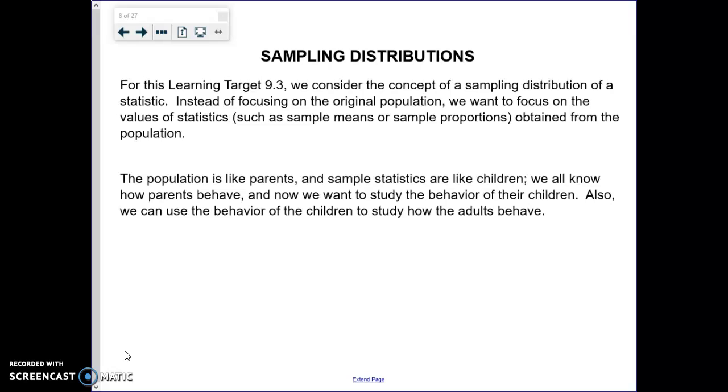And I want to make note of this. I will read this to you. The population is like parents, and sample statistics are like children. We all know how parents behave, and now we want to study the behavior of their children. Also, we can use the behavior of the children to know how the adults behave. So we've been looking at how a population is, and how the samples behave with respect to the population, if you know the population. We'll also look at the other way, and this is where inferential statistics come in. If we don't know how the population behaves, we can look at samples and how they behave to determine how the population behaves.